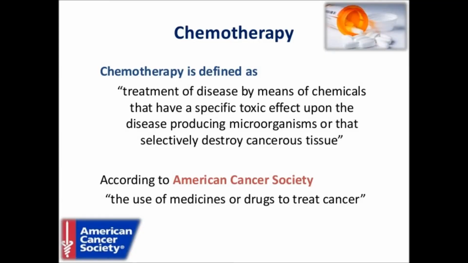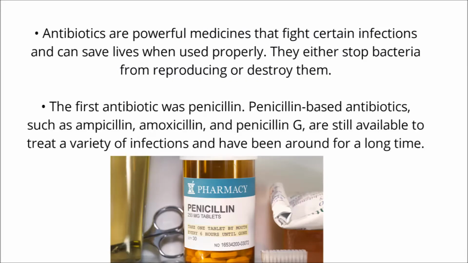According to the American Cancer Society, chemotherapy means the use of medicines or drugs to treat cancer. Chemotherapy is defined as treatment of disease by means of chemicals that have a specific toxic effect upon the disease-producing microorganism or that selectively destroy cancerous tissue. Antibiotics are powerful medicines that fight certain infections and can save lives when used properly. They either stop bacteria from reproducing or destroy them. The first antibiotic was penicillin.